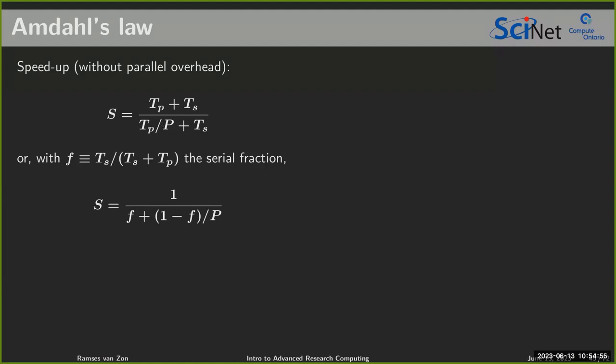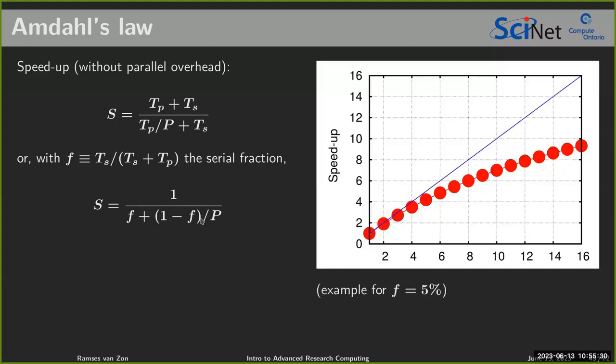And we can simplify this by defining what is called the serial fraction of a computation. So that's the time of the serial part divided by the total time that it would take when it's not parallelized. So the serial fraction, the fraction of the computation that cannot be parallelized. And with a little bit of rewriting, you can write the speed up as a function of the serial fraction and P. And so if the serial fraction were zero, if there was nothing serial, so the embarrassingly parallel case, then this really says S equals P, right? But now something else happens. So let's look at an example.